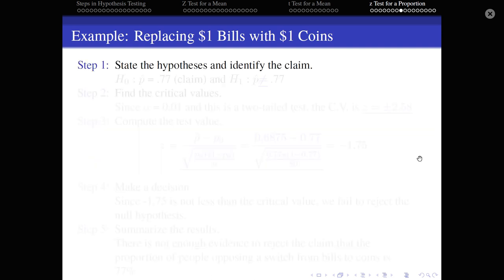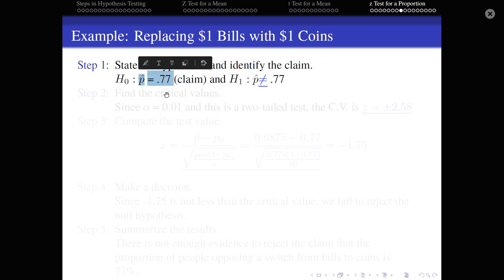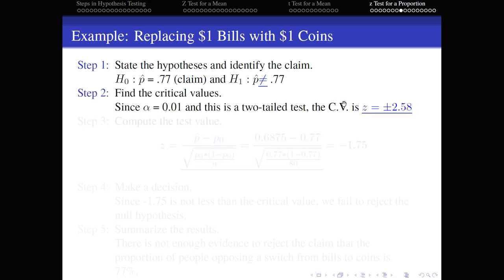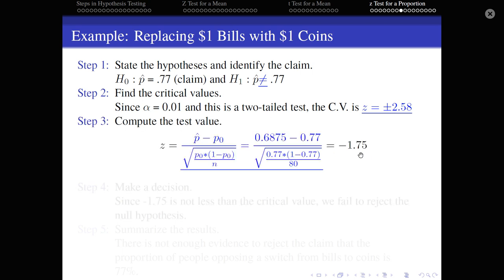So the null and alternative hypothesis, again, this should be written with p, not p hat. The null hypothesis is that it is what the other person claimed it was. The alternative is that it's not. I don't know if it's higher or lower, but I just don't think that 77% sounds right. This is the same z-values as we had earlier, plus or minus 2.58. Computing our test statistic, we find this test statistic to be negative 1.75.